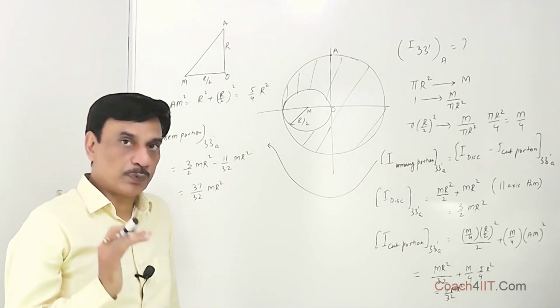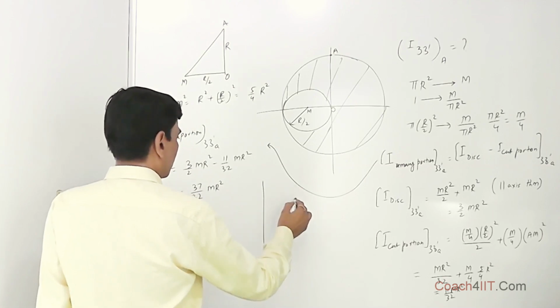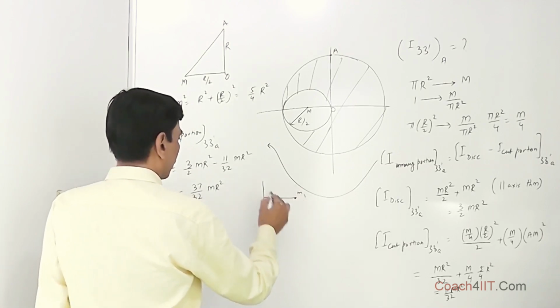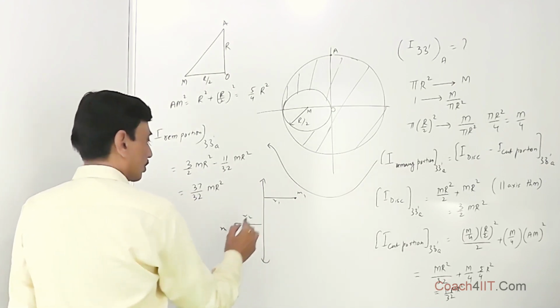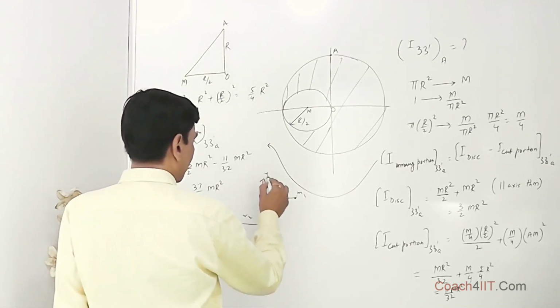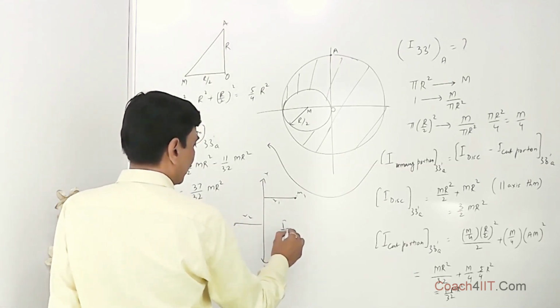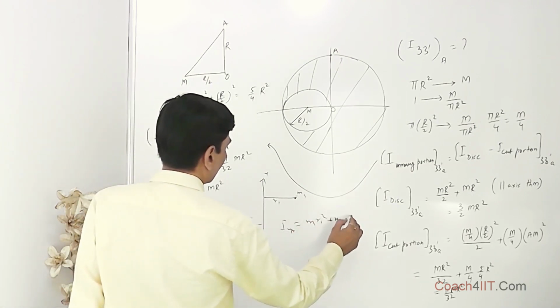So the basic concept which we use over here is, let's say there are two or three particles. One is m1 at a distance r1. The other is, let's say, m2 at a distance r2. So we know the moment of inertia of these two particles about this axis I y dash is going to be m1 r1 square plus m2 into r2 square.